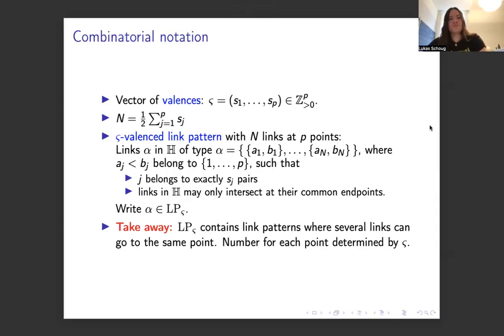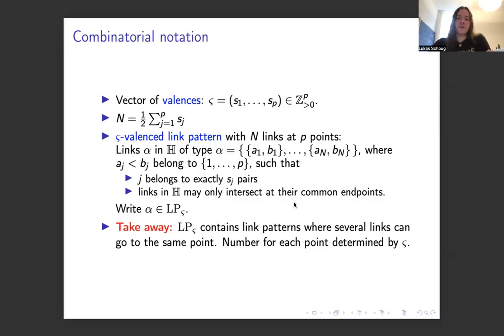Right. So now I should get on to the things that we did. And for this, we just need some combinatorial notation. You pick a vector of p positive integers. You set n to be half of the sum of these values. And then we define some sigma valence link pattern. Don't worry too much about the definition of this. It is only a generalization of link patterns where several links can start at the same point or several links can end at the same point.